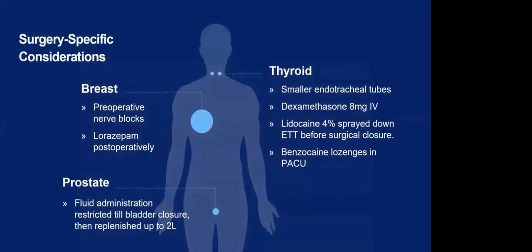For our thyroidectomies, we use smaller endotracheal tubes. We do that to minimize the risk of laryngeal edema, recurrent laryngeal nerve dysfunction, and throat discomfort. Also, to reduce PONV, thyroidectomy patients receive dexamethasone 8 mg intraoperatively. Lidocaine 4% is sprayed down the endotracheal tube before surgical closure to reduce the risk of coughing and bleeding on emergence. And finally, benzocaine lozenges are provided in the PACU.